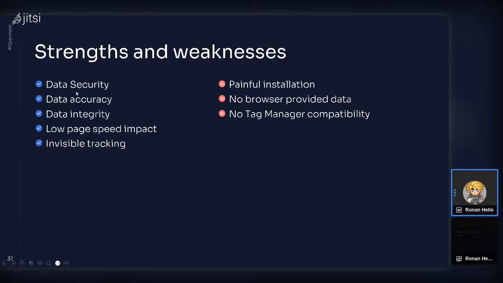There is also data accuracy and data integrity, because everybody leaves a footprint in your server, leaves a raw line in the log file, and they can't modify the information. So it's better for data accuracy and data integrity. You have no page speed impact, because it's not concerned by how the page is actually rendered, and it's totally invisible for anybody.